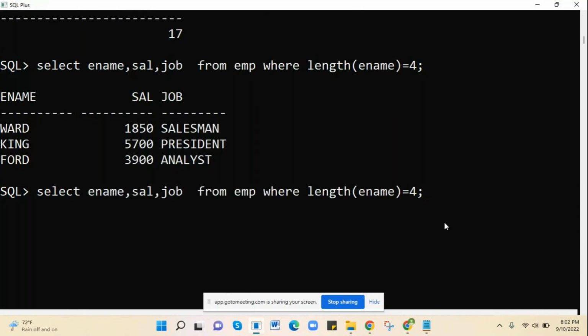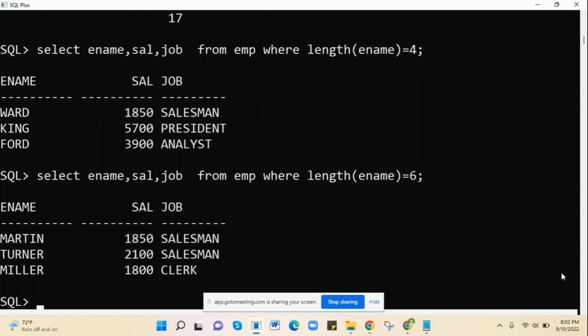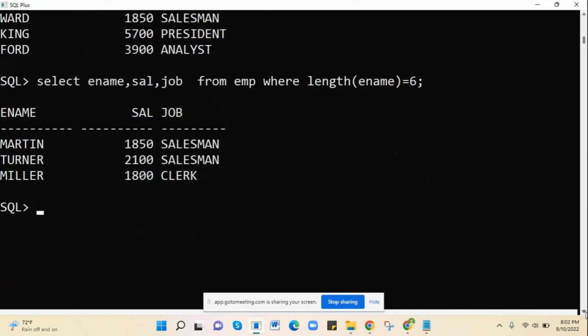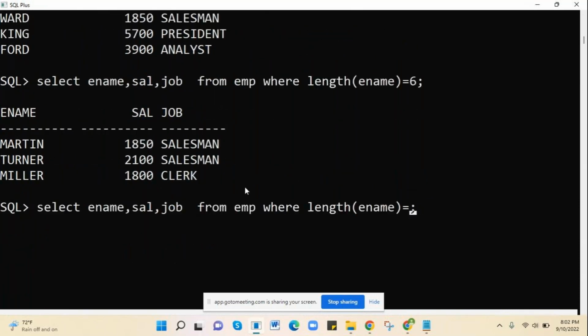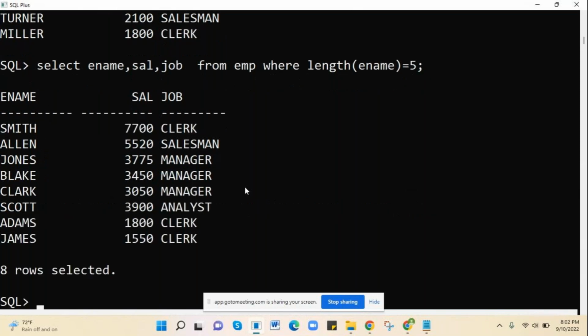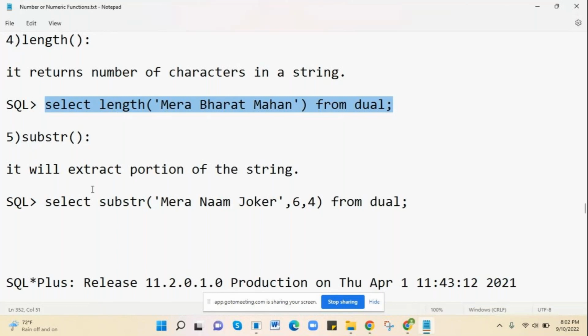వాళ్ళు 6 క్యారెక్టర్స్. మార్టిన్, టర్నర్, మిల్లర్ 5 క్యారెక్టర్స్ ఎక్కువ ఉంటారు. ఓకే, ఇంగ్లీష్ వాళ్ళకి ఎక్కువ 5 క్యారెక్టర్స్ ఉంటాయి. ఓకేనమ్మా, అది లెంత్.